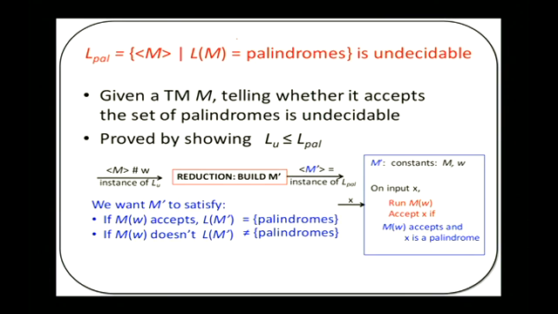So I'll reduce LU to L palindrome. What does it mean? I claim that there is no algorithm to check whether a given piece of code has the property that it will only accept palindromes. So how do I do that? I want to reduce from LU to LPAL, right? If you had an algorithm to check whether a given piece of code will only accept palindromes, I will be able to use it to solve whether an arbitrary program will accept an arbitrary input. How will I do that?